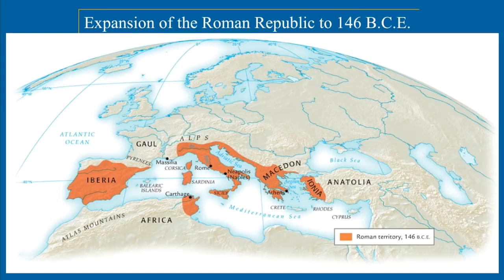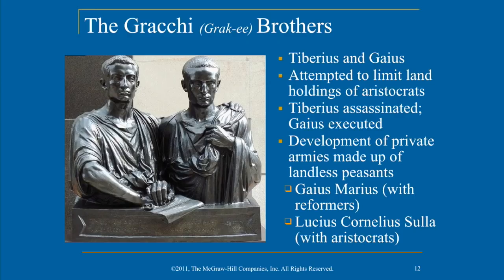Here's a map of the expansion of the Roman Republic up till 146 BCE. You can see how far Rome has spread from where Rome is in the middle of Italy. It spread all the way over to Anatolia, which is Asia Minor, modern day Turkey, and it's conquered most of Greece. It's got where Carthage used to sit on the tip of Africa, and almost all of Spain is owned by the Romans. And this is going to show up a little later on their trade networks within their empire. But we'll go ahead and look at that map in a little bit.